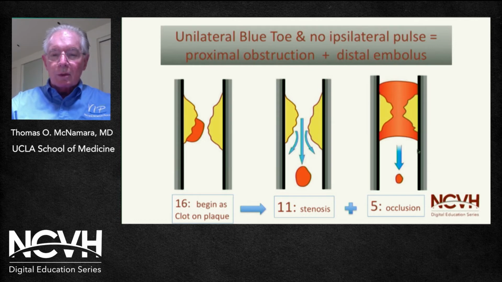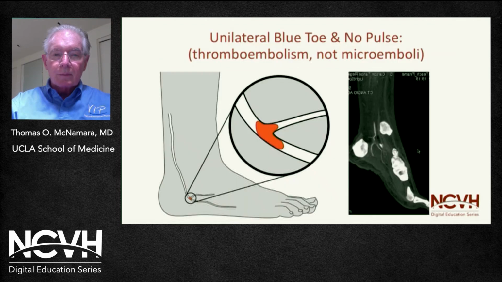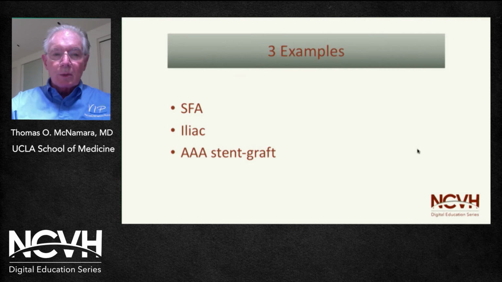But the presence of occlusion doesn't mean that during the process of clotting that site, there wasn't some clot that was washed downstream. So both stenosis and occlusion angiographically can be associated with distal embolization of thrombus. And generally, the site of lodging will be in the posterior tibial at the bifurcation into medial and lateral plantar branches. I'll show some examples from the SFA, iliac, and triple A stent graft, abdominal aortic aneurysm stent graft.